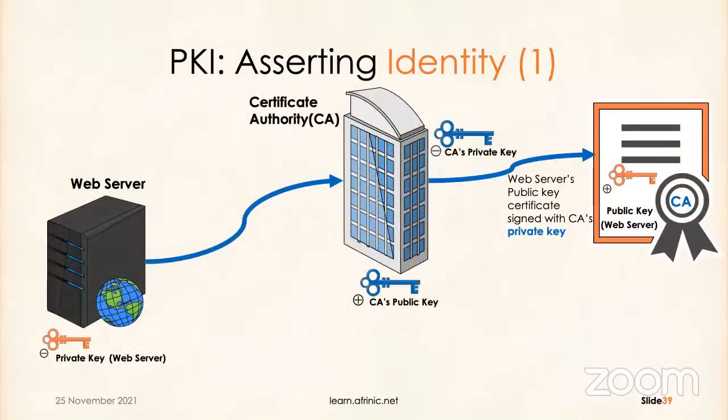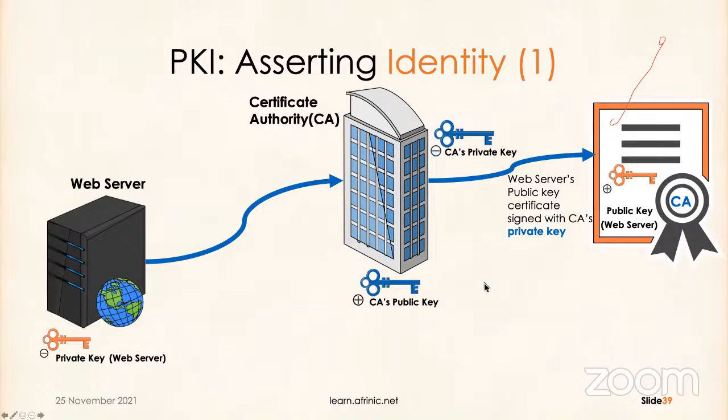So let's see how this works. The web server that has the public-private key pair generated wants to have a unique identity online. So what they do is approach a certificate authority, this guy here. A certificate authority is an authority that is trusted. They check a few things, including that you actually have the private key to the public key you're presenting. Then they issue a public key certificate, which they sign with their private key. Remember, private keys you use for signing. Now, a public key certificate, as you can see here, holds the server's public key, and it has been signed by the certificate authority, the CA.